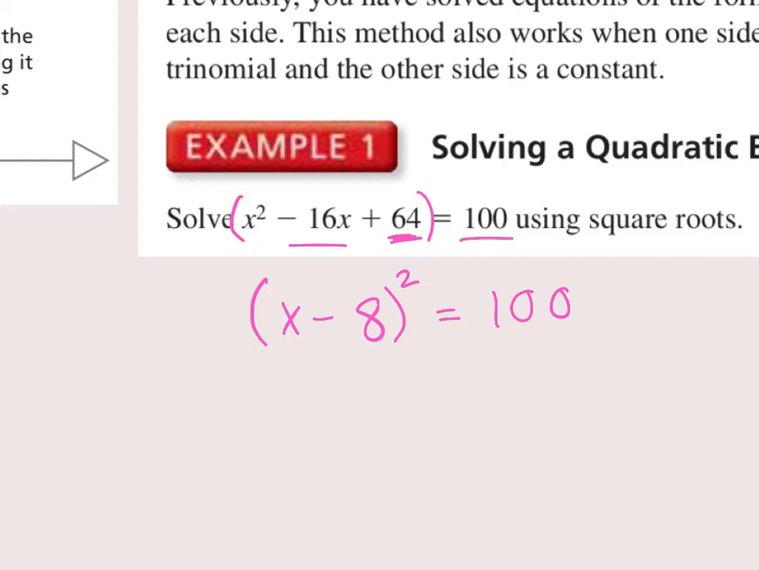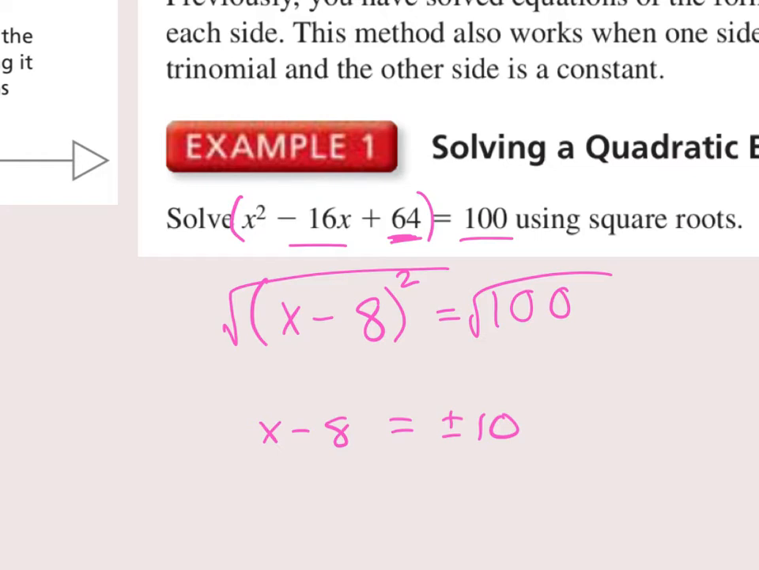So what do you think we can do to solve this equation here? We have two perfect squares. We can square root both sides. We take the square root of both sides. So on the left side, we just have x minus 8, and on the right side, we get plus or minus 10.